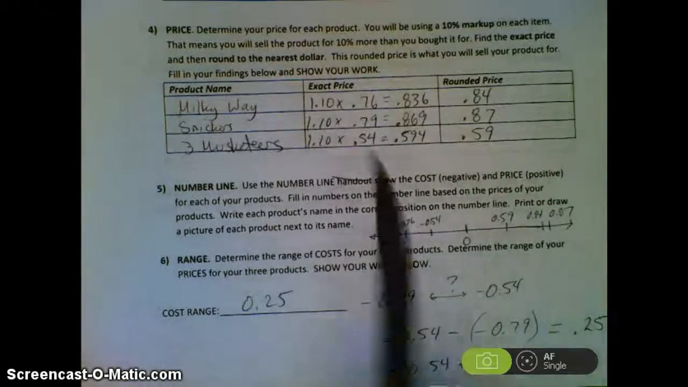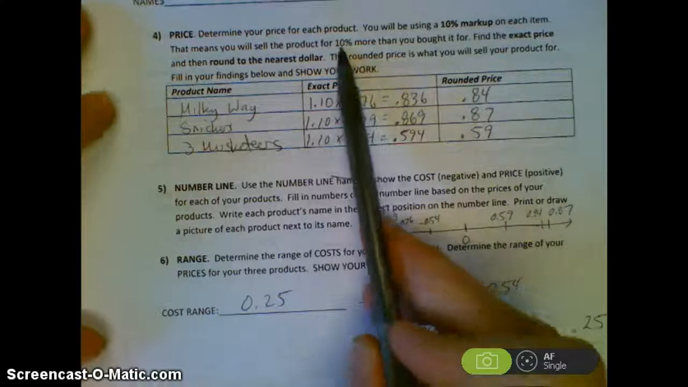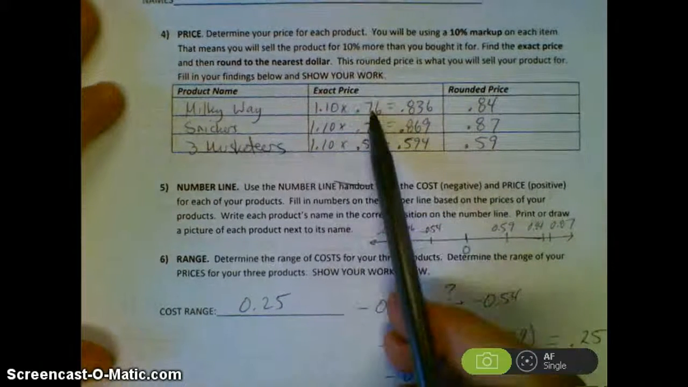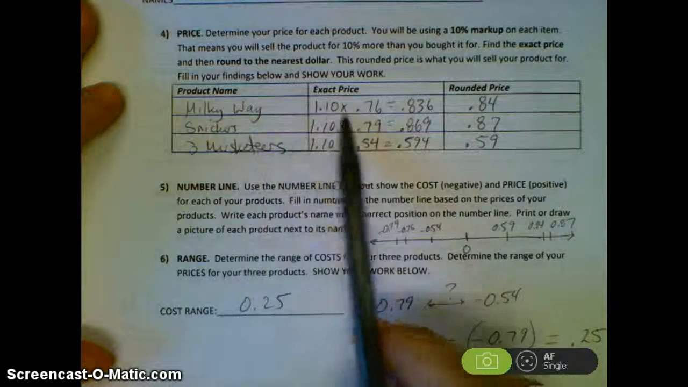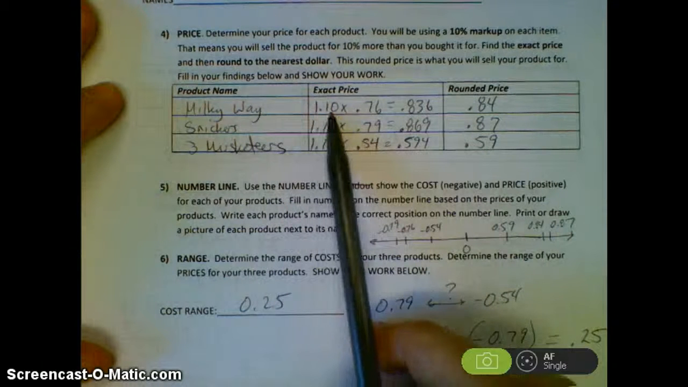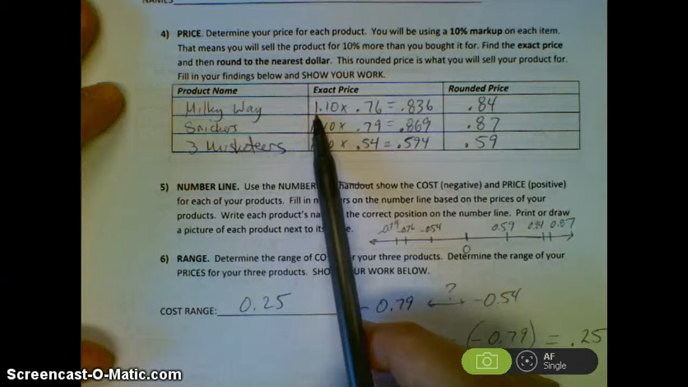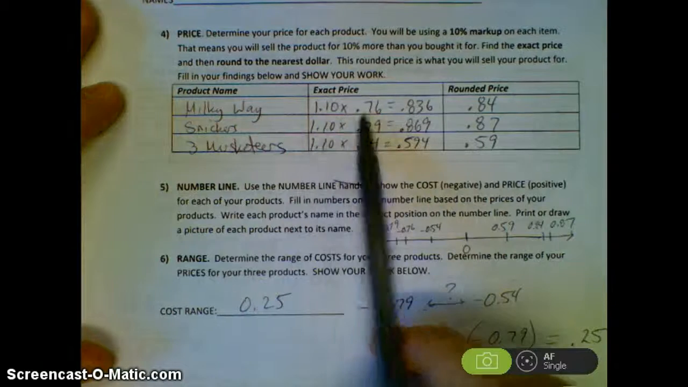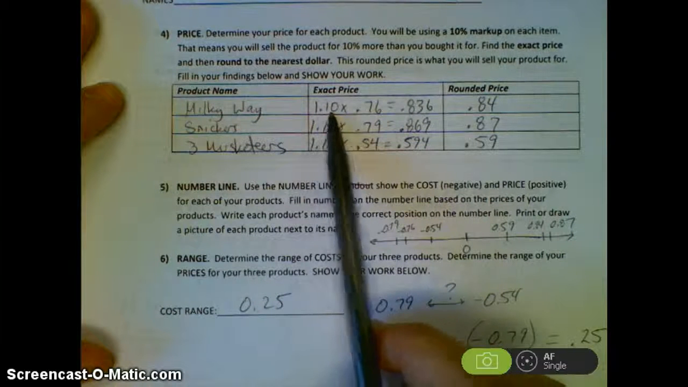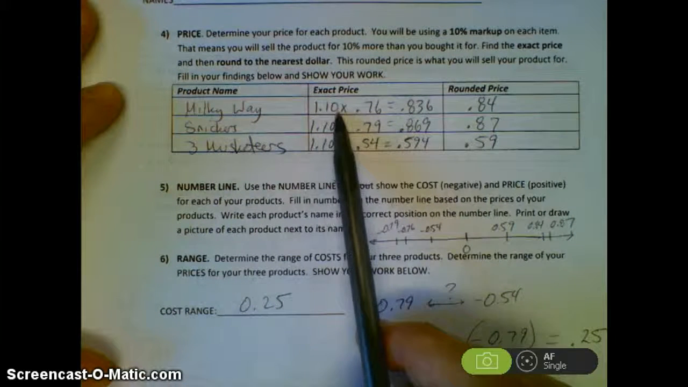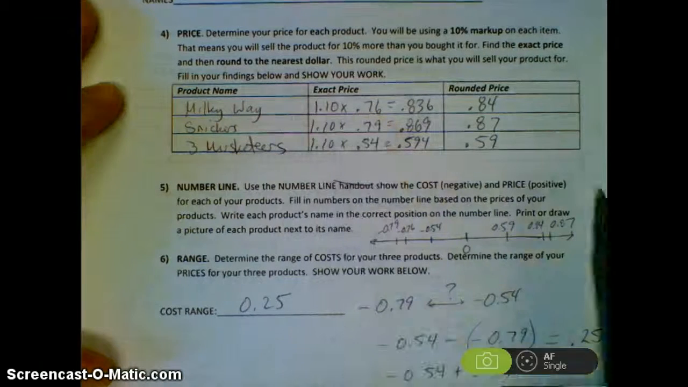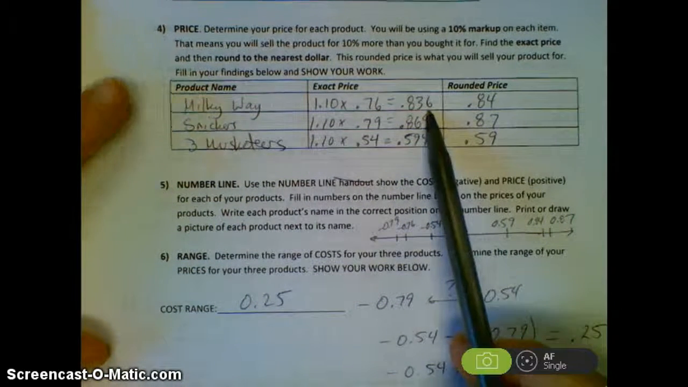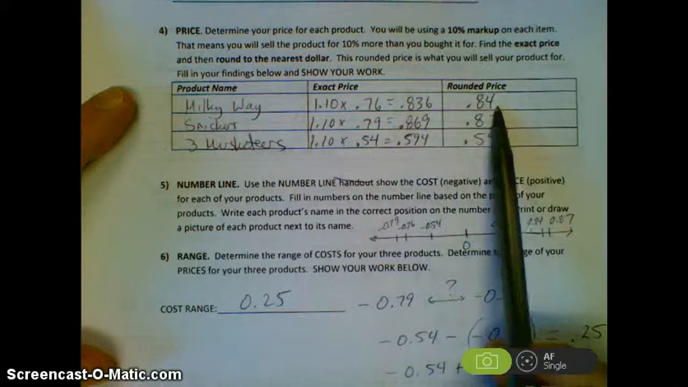Next up, I'm going to charge 10% more than I paid for each candy bar. So to do that, to do a 10% markup, I want to have the price that I paid, which would be 1 times 0.76, and then 0.10, that's 10%, times my price, 0.76. So 1.10 times 0.76, you can use a calculator on it. I got 0.836 and rounded to 0.84.